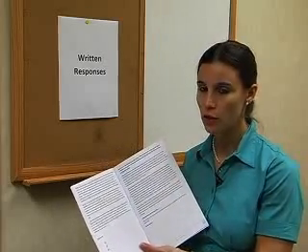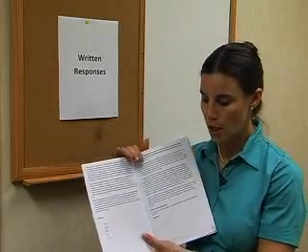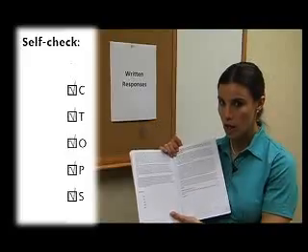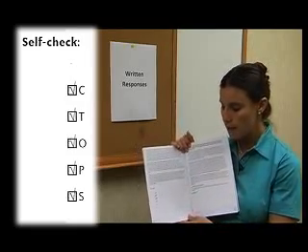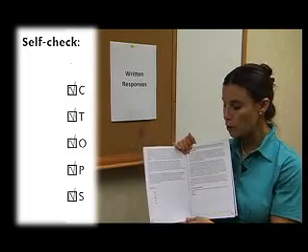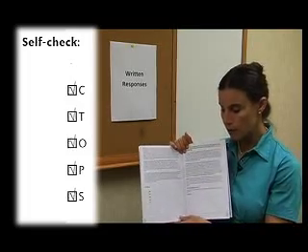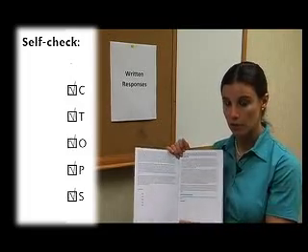We've taken a look at this brainstorm web. We've also taken a look at the student's sample essay. It's very important that the student always finishes by self-checking the essay. If we notice here on page 6, the student checked off the C for capitalization, the T for tense, the O for organization, the P for punctuation, and the S for spelling.